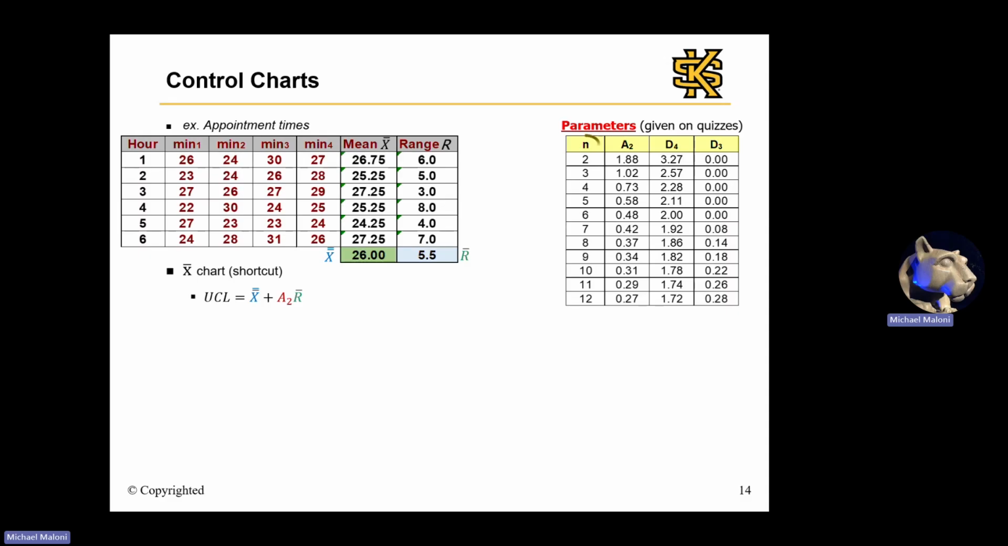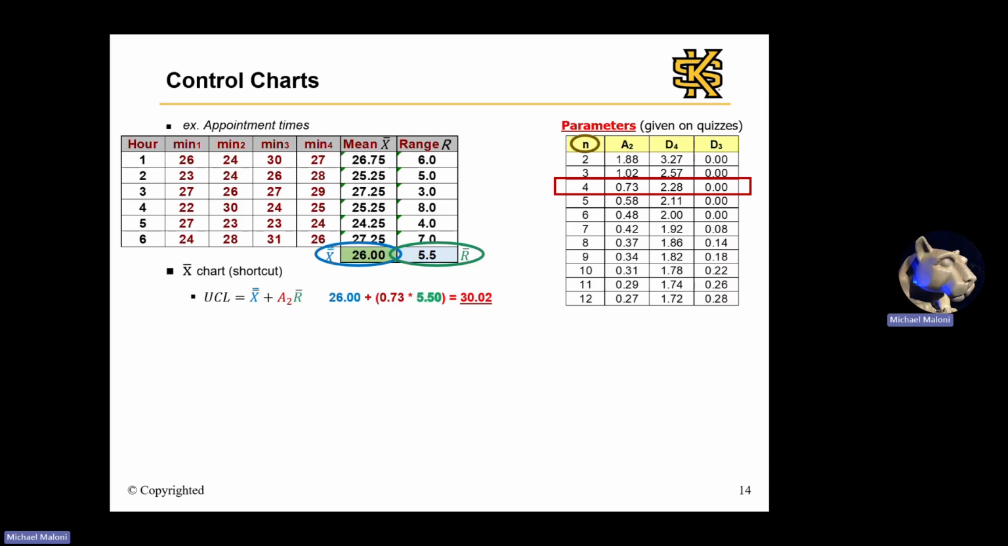And our sample size, N, is 4. Every hour we sample 4 appointments. So in this case, A2 is 0.73. So our calculation for the upper control limit is 26 plus 0.73 times 5.5. 26 is X bar bar, 5.5 is the R bar, and 0.73 comes from the parameter table.